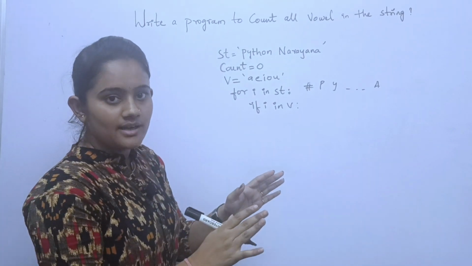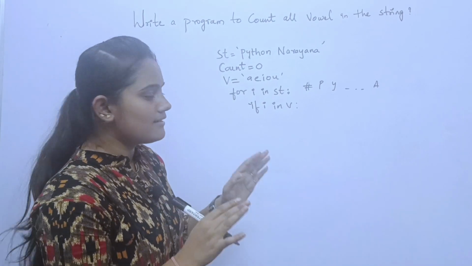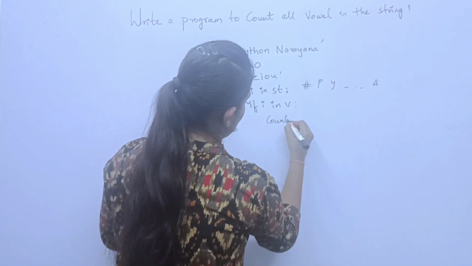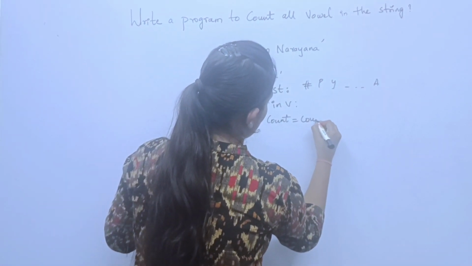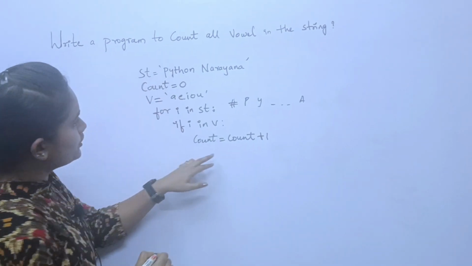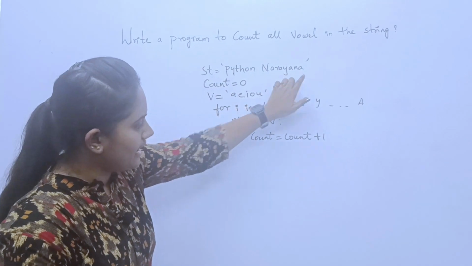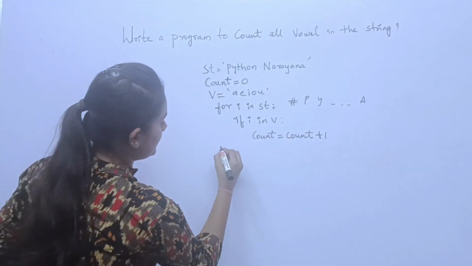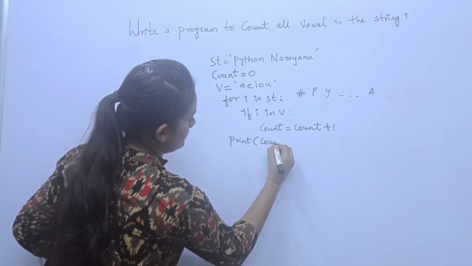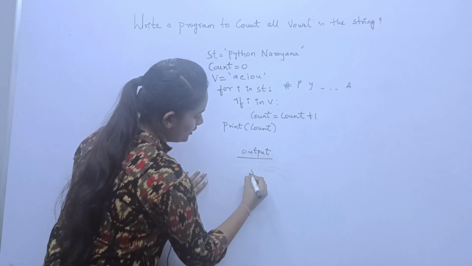If it is not available, that is, if there is any consonant or other spaces, then the count is not increased. So we should check each and every character, starting from P to A. Once we have checked, we should print the output. Print the count. The resultant code output is 5.